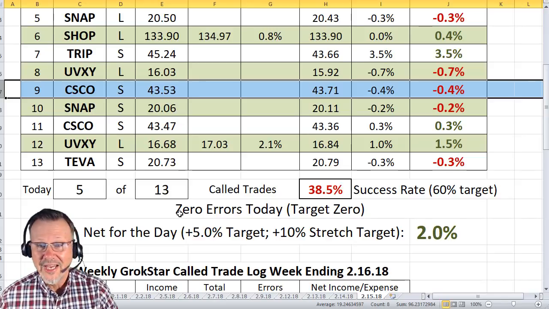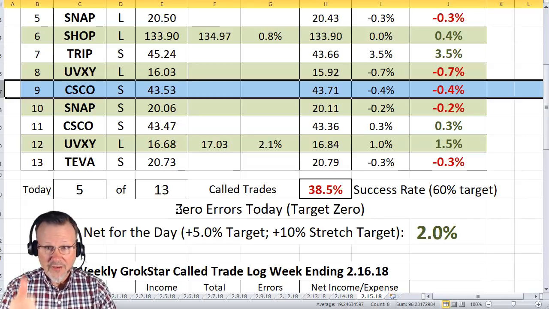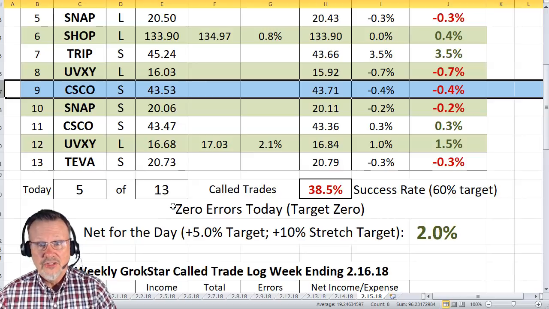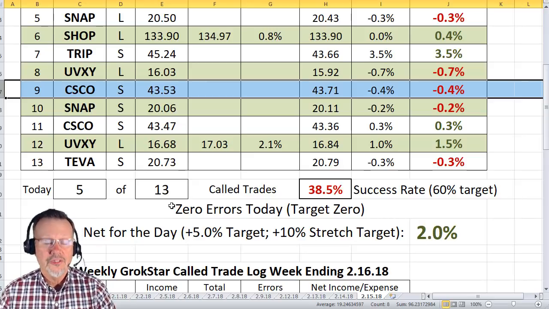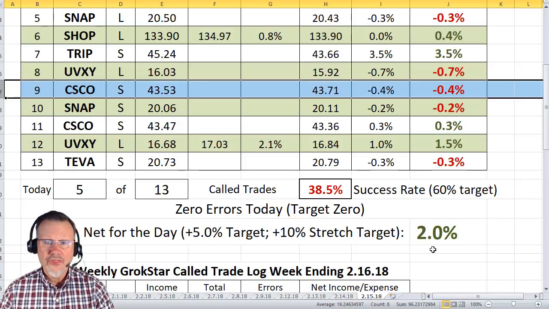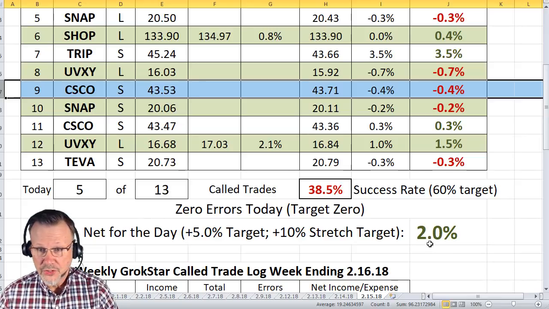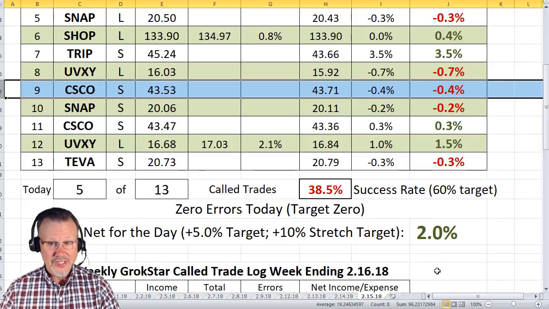Although these trades may not have made money, I actually follow my rules going in, follow my rules managing them, and follow my rules exiting the trade. So they were successful trades. They may not have been profitable, but they were successful. And for the net for the day, we ended up with 2%. With only 38% success rate, we still end up with 2% by letting our winners run and cutting our losers short. So that was the story of the day in the day trading chat room.